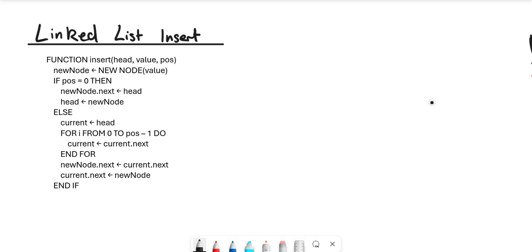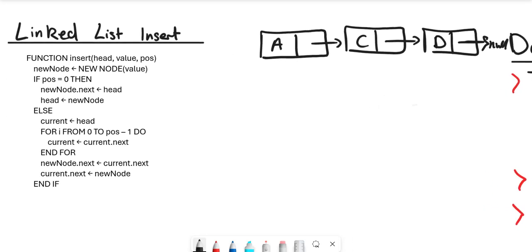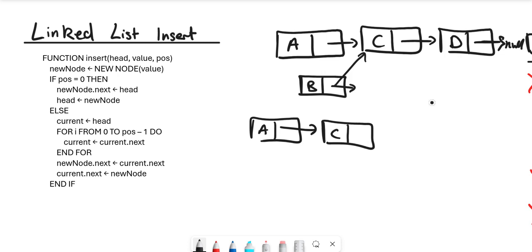So let's see what this would look like. Supposedly we had a linked list that looked like this: A, C, and D, with D pointing towards null. And we want to insert the node B between A and C. So what will happen is we would change the pointer of B to point towards C. So now we would have A pointing towards C, and we would have B pointing towards C. Now what we would do is update the pointer for A for it to point towards B.